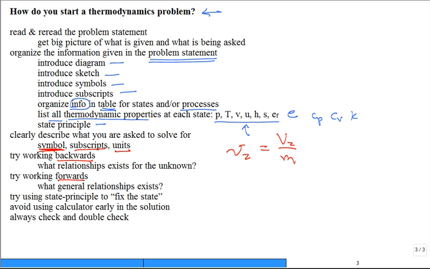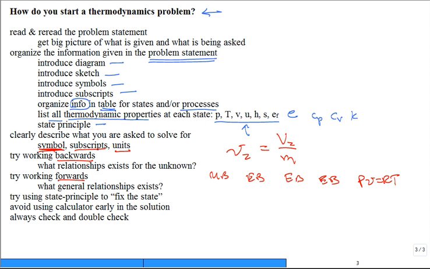Or think about working forwards. I don't know how I'm going to solve for V sub 2, but I bet I have to use a mass balance. Or maybe I have to use an energy balance. Or maybe an entropy balance. Or maybe an exergy balance. One of those general relationships. Or maybe I think I need the ideal gas equation, PV is equal to RT. Just start laying out information.